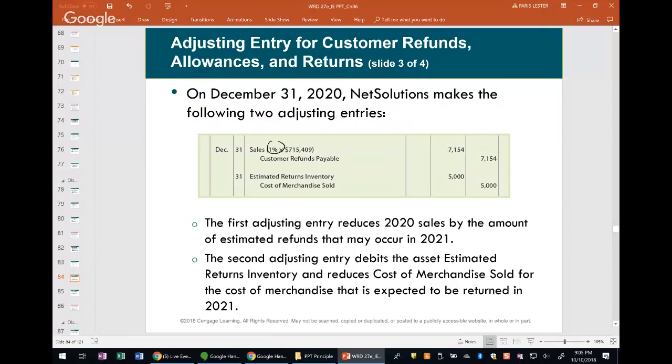Here you got $5,000, and that reduces cost of merchandise sold. If they returned it, it reduces cost of merchandise sold. I don't like these entries. The other book was better on these, but this new book is better on some. This new edition.